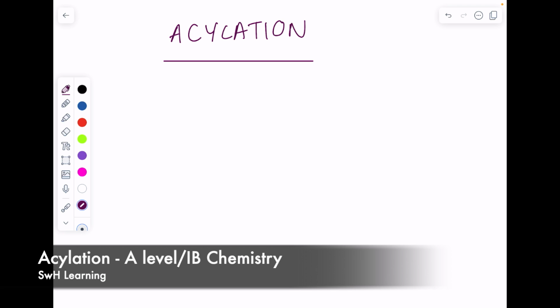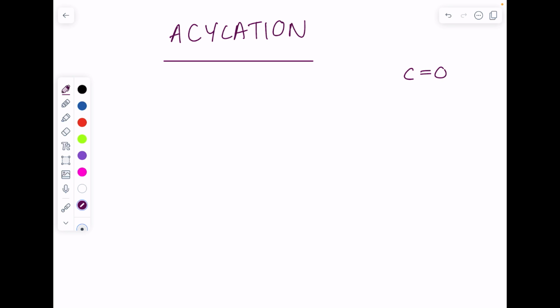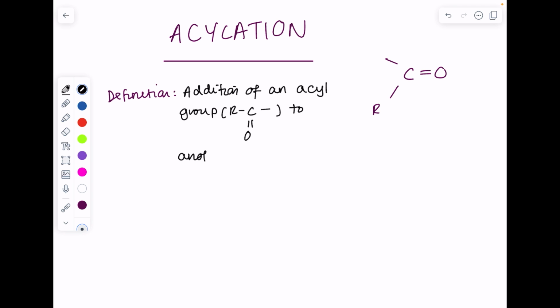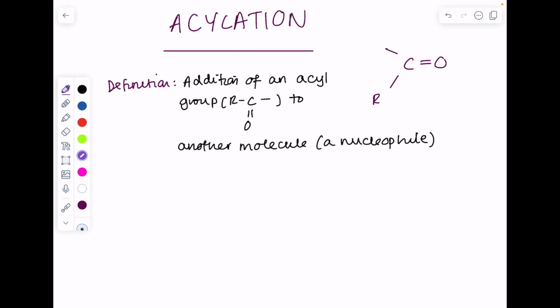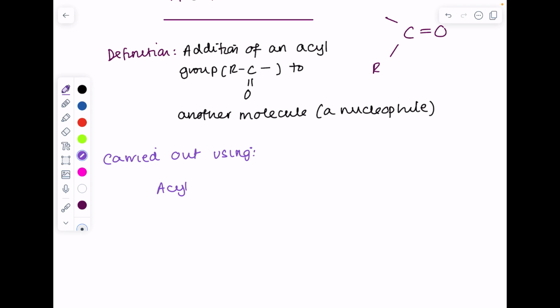We're going to continue with our organic chemistry, specifically looking at that C double bond O, specifically what happens when you add an acyl group to another molecule, and that other molecule is a nucleophile. So acylation is the addition of an acyl group to another molecule, a nucleophile. Acylation is carried out using an acyl chloride or an acid anhydride.